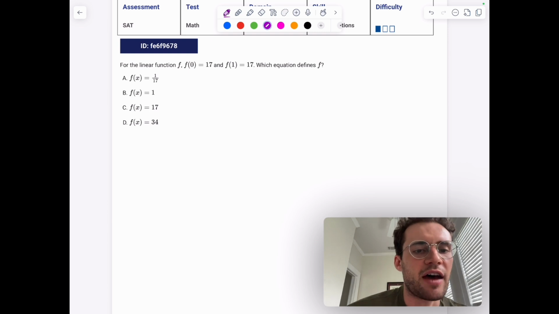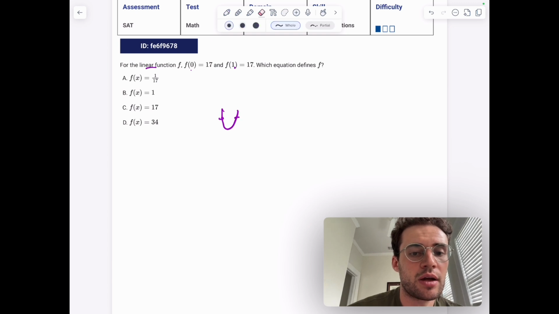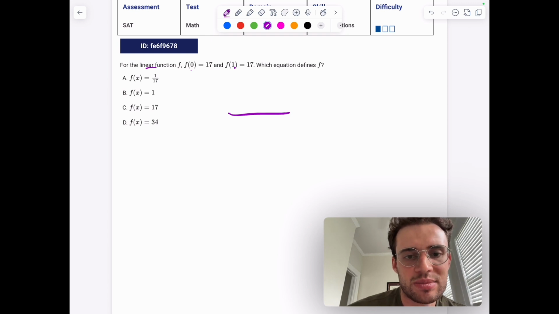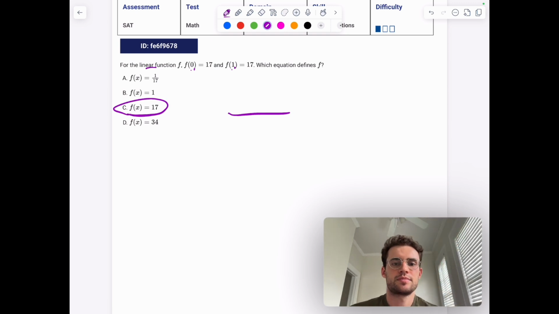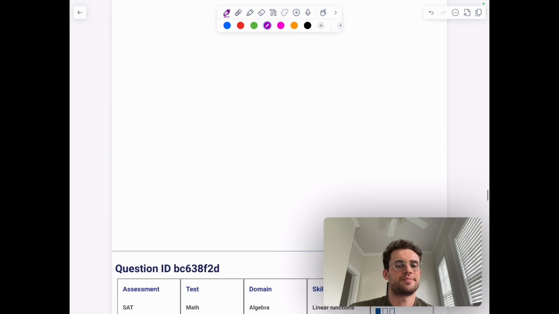For the linear function f, f of 0 equals 17 and f of 1 equals 17. Which equation defines f? All right, so even if you increase x by 1, and it's linear, right, so it can't be something weird where it loops back around. It's going up at a constant rate, or in this case, staying constant at a constant rate, I guess you'd say. Which defines that? Well, it seems like no matter what x is, the output is 17. So it should be f of x equals 17, which is option C. Right, you can just see between these two, the slope was 0. They all have a slope of 0, but the only one that would give you an output of 17 is C.